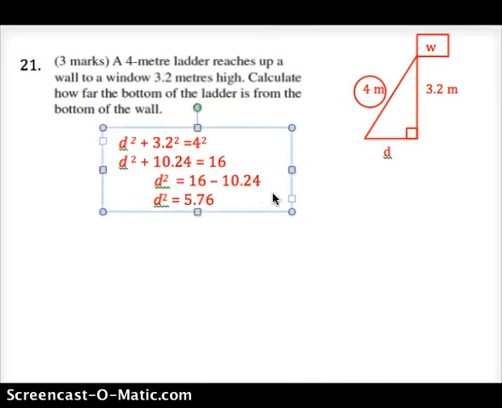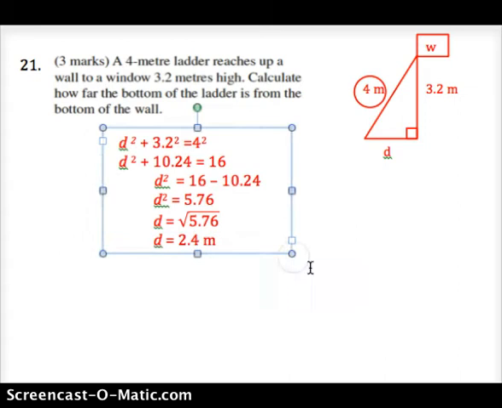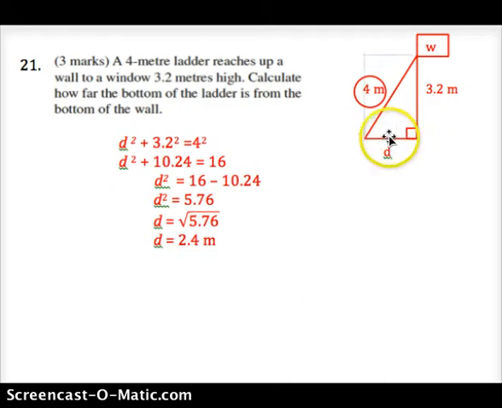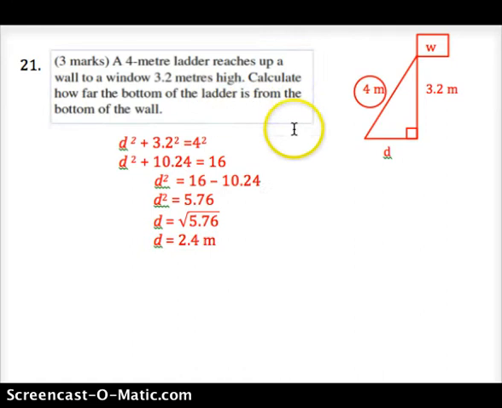Now that's what D squared is. It's not what D is. So you need to do D is the square root of 5.76. You work that out on your calculator and you get that D, this distance here, is 2.4 meters. So therefore, the bottom of the ladder is 2.4 meters away from the wall.